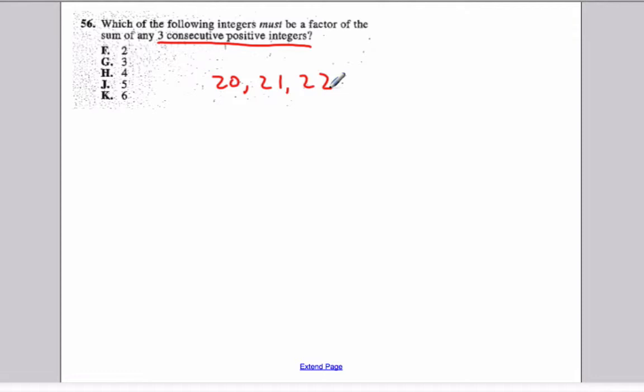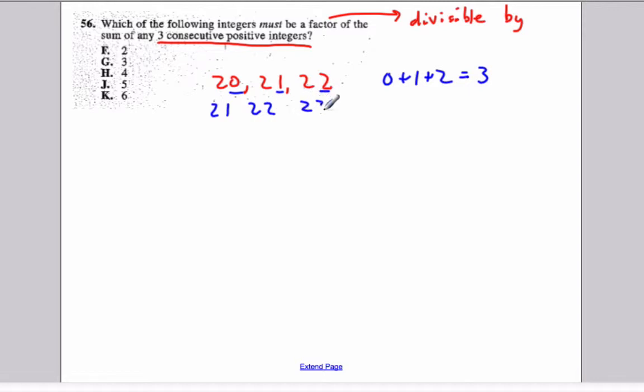Which of the following integers must be a factor? A factor means is divisible by, or can be divided into. So what I'm going to do is focus in on the last digits. If we add those, 0 plus 1 plus 2, I get a total of 3. Let's try the next set. Let's try 21, 22, 23. Just another example. You can pick any numbers you want, just trying to set up a pattern here, which is what they're trying to test us on. Well, this would be 1 plus 2 plus 3, which is a total of 6.